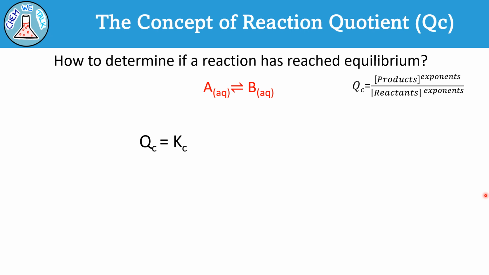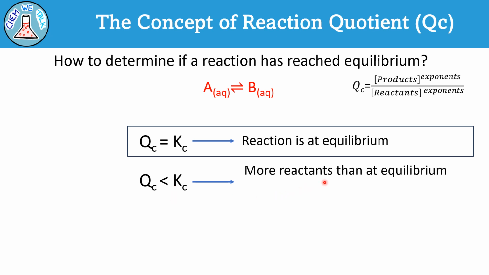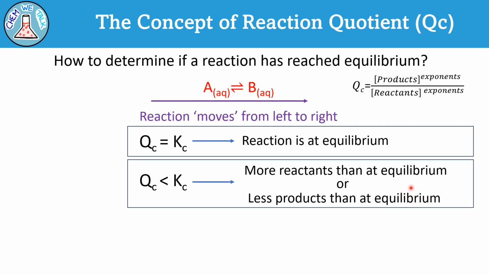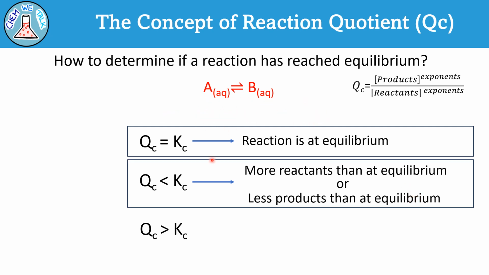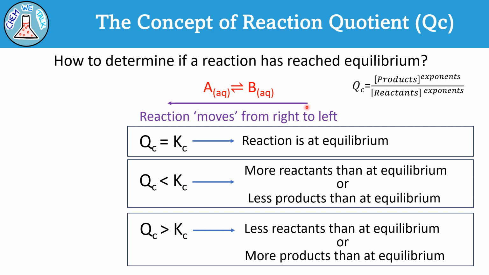Just as a quick summary, when Qc equals Kc, the reaction is at equilibrium and does not move, so it just stays what it is. When Qc is smaller than Kc, we have more reactants than at equilibrium, or fewer products than we should have at equilibrium. So the reaction moves from left to right to make more products and consume some reactant. When Qc is larger than Kc, it's the opposite. Now we have fewer reactants than we should have at equilibrium, or more products than we should have at equilibrium.